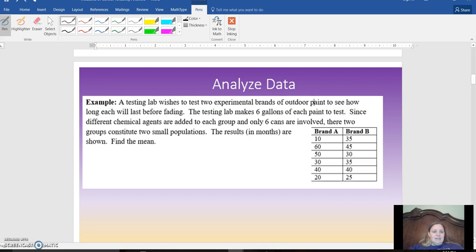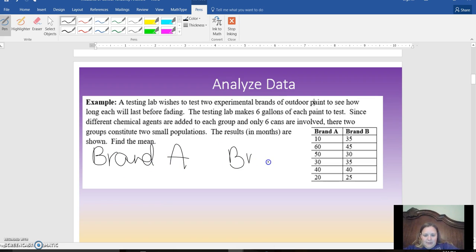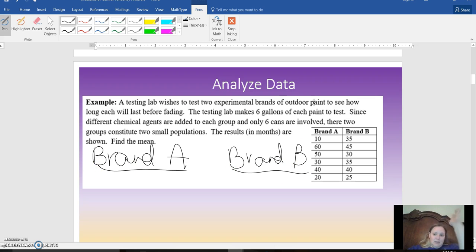All right, so we see these two data sets, and we want to find the mean. The mean is you add them all up and divide by however many there are. So I'm going to add 10 plus 60 plus 50 plus 30 plus 40 plus 20. And I get 210. And there's 6 of them, so I'm going to divide by 6. And I get 35 months.